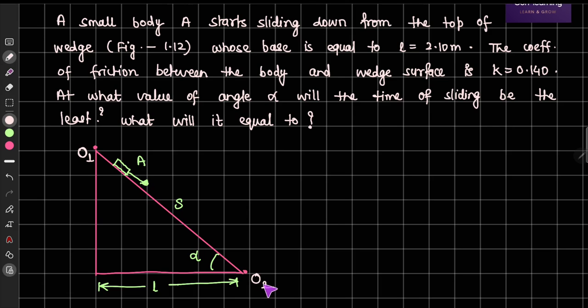to the bottommost point, that is O2, and the length of the base is given as L equal to 2.1 meter, and the coefficient of friction between the body and the wedge surface is given as k, equal to 0.140, and we have to find the angle alpha for which the time taken for the body to travel from O1 to O2 will be the least one, and we also have to find that particular time.